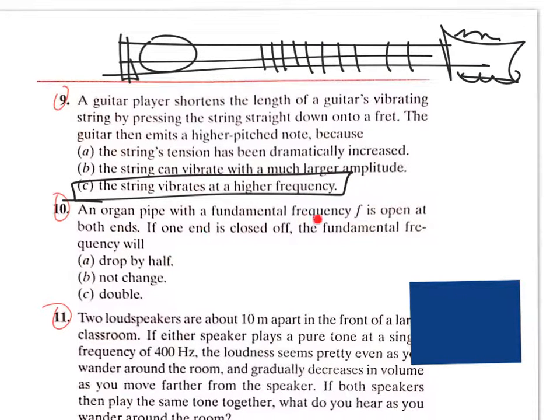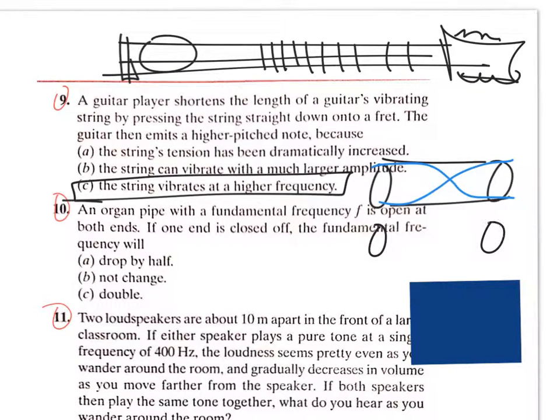10. An organ pipe with fundamental frequency F is open at both ends. And so you're probably thinking, hopefully thinking and drawing, okay, open at both ends. We know the fundamental frequency. All right. If one end is closed off, aha, then you're like, hey, I know this. Closed. We did this. All right. The fundamental frequency will... so what happens to the frequency?